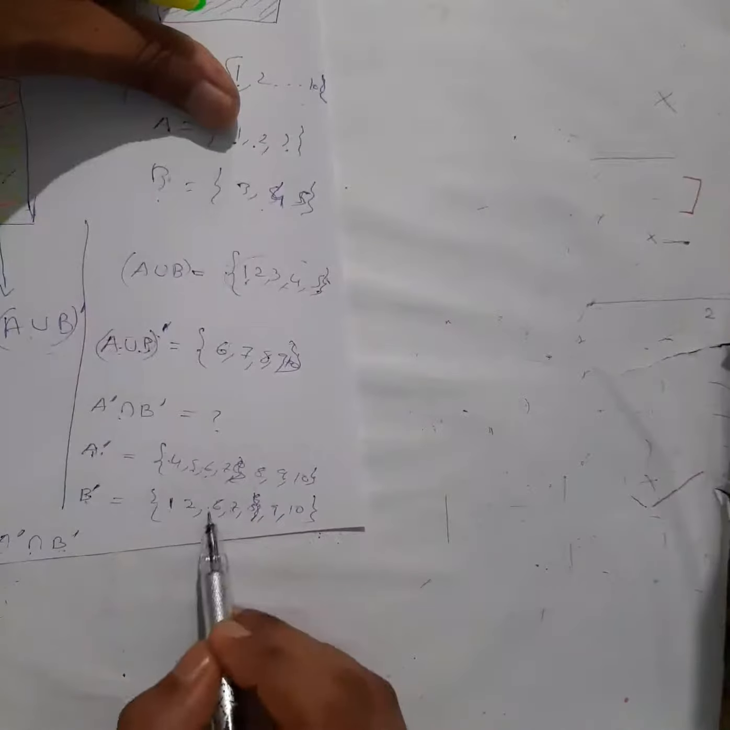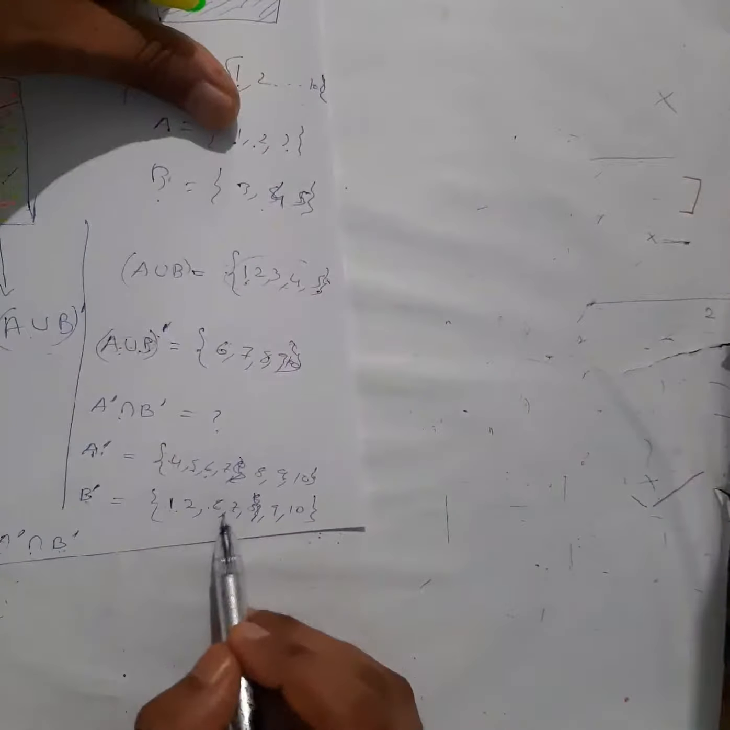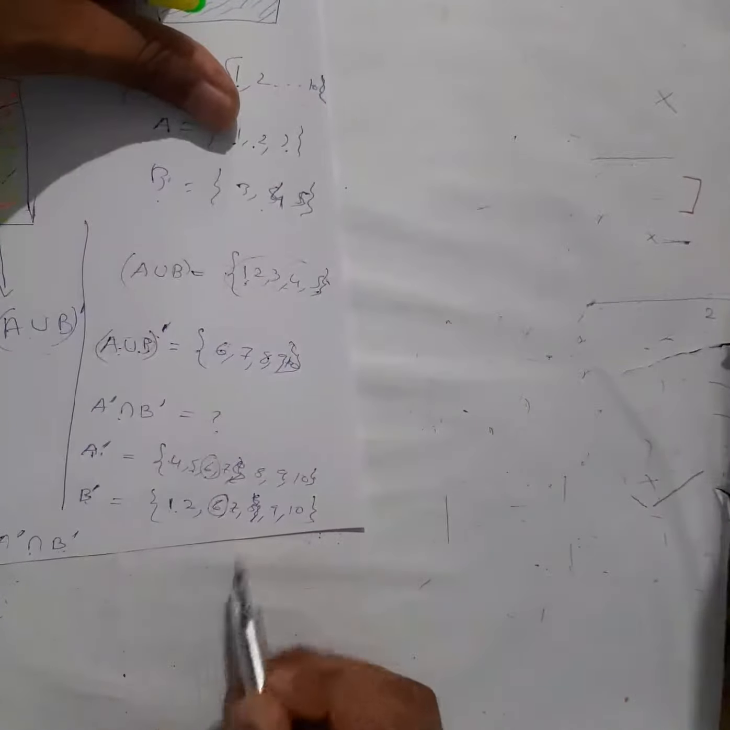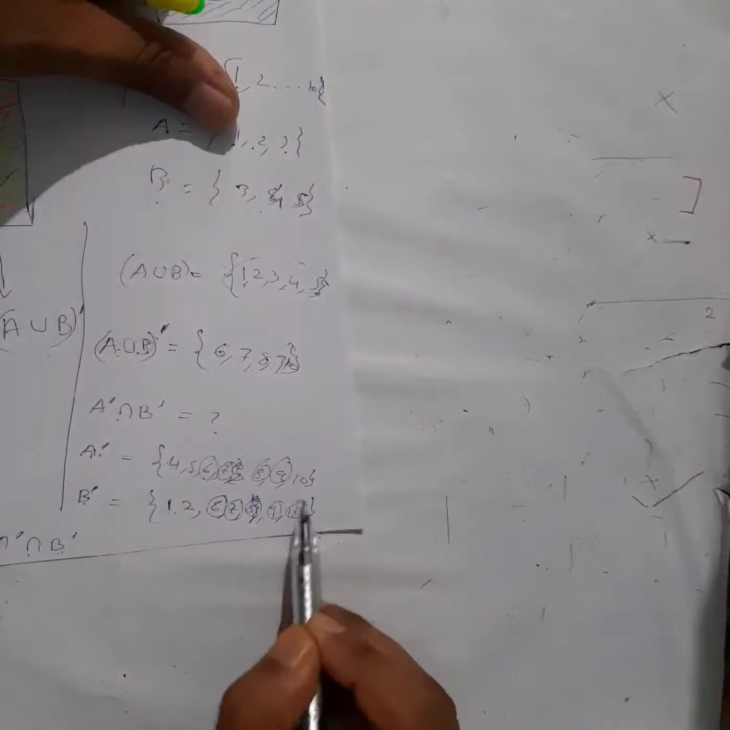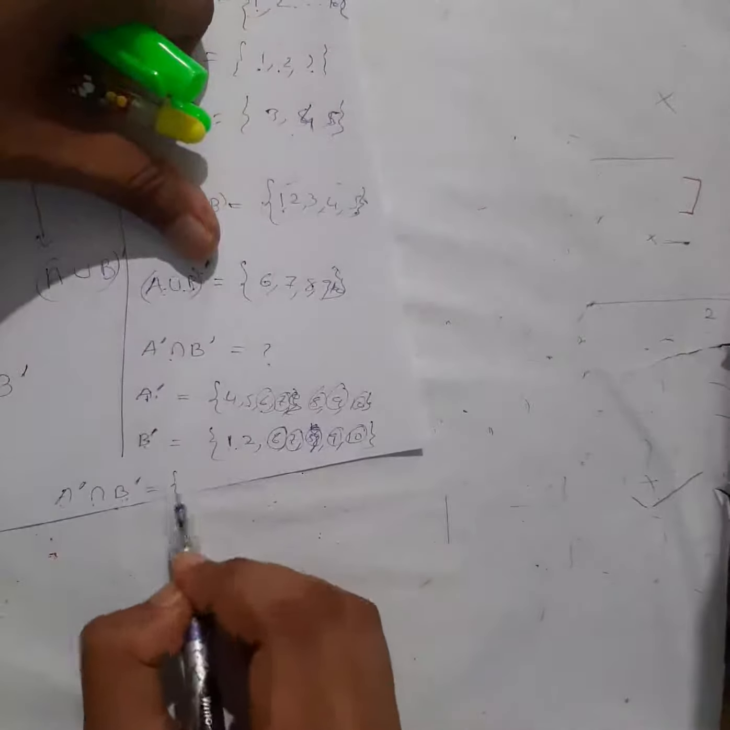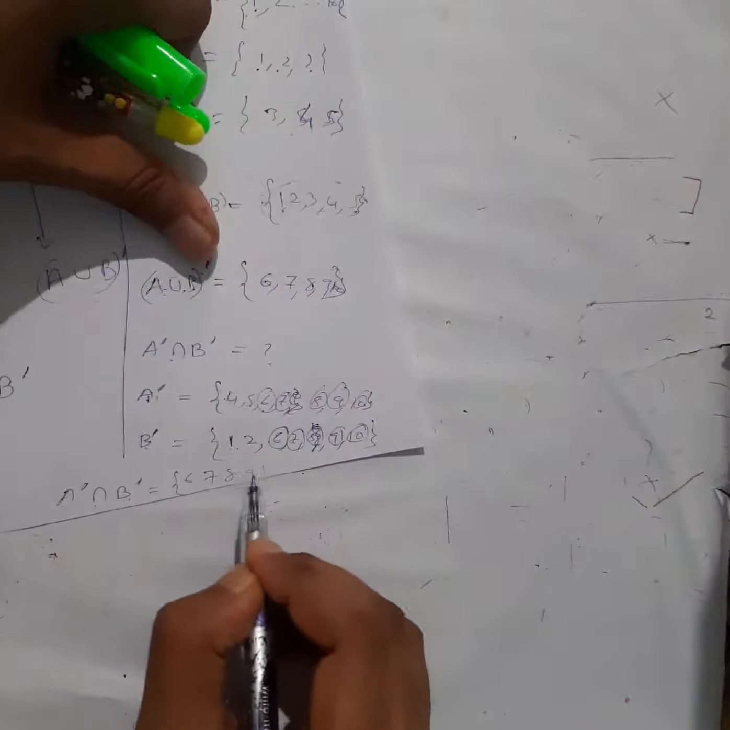1, 2, no, 1, 2 is not common. 6 is common here. 4, 5 is also not common. 7, 8, 9, 10. So what are the elements of this one? Common elements: 6, 7, 8, 9, 10.